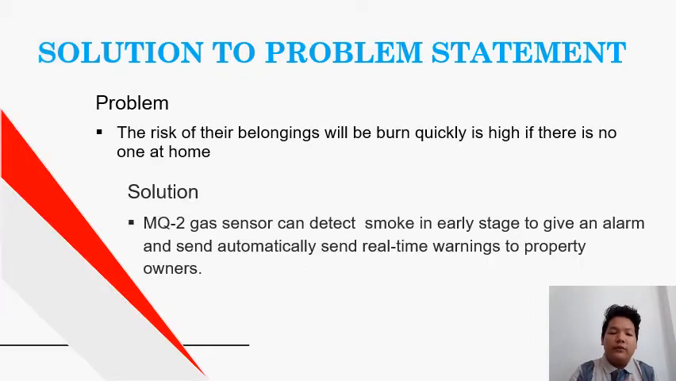Okay, next we move on to the last solution to the last problem. The MQ2 sensor can detect smoke in the early stage to give an alarm, then automatically send a real-time warning to the property owner. Early detection also plays a significant role in protecting the safety of emergency response personnel. Property loss can be reduced and downtime for the operation minimized through early detection because control efforts are staged while the fire is still small.